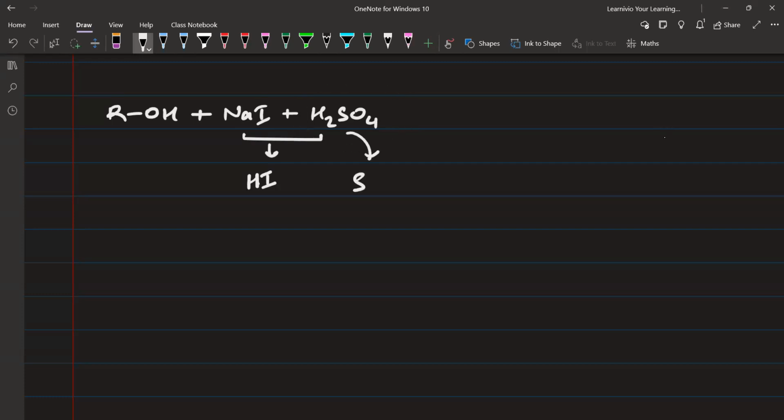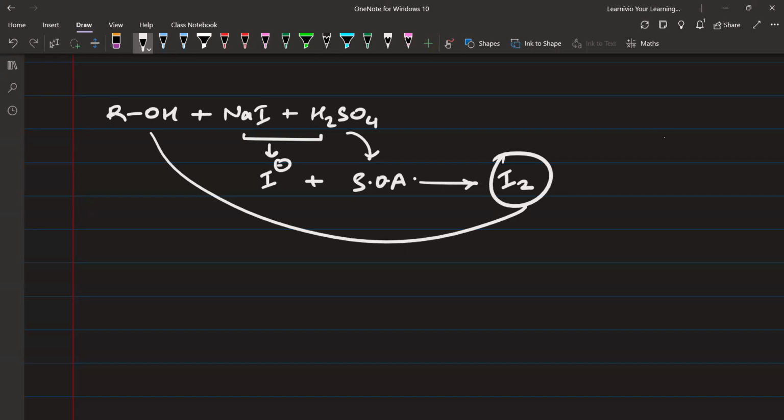H2SO4 is a very strong oxidizing agent, and the H-I bond is very weak. With a strong oxidizing agent, what will happen? When you have I negative and you have an oxidizing agent, the I negative will get oxidized. What will happen to the I negative if it gets oxidized? It will become I2. Okay. So now you have I2 remaining. You don't have HI anymore, because whatever HI was produced was oxidized by the H2SO4 and has now formed I2. And I2 and alcohol cannot react at all. That is why we don't get any product.